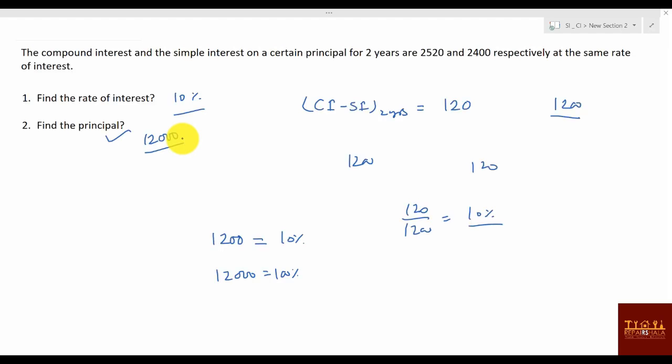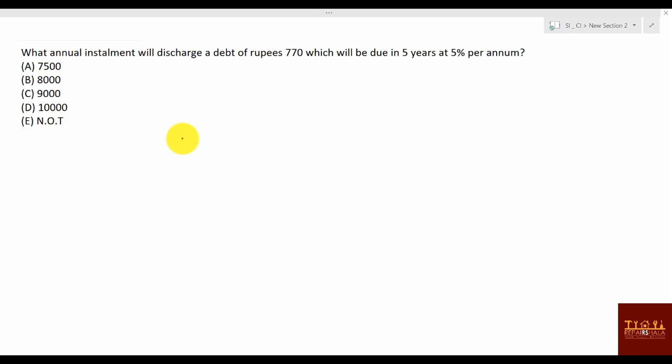Okay, so let's discuss one more concept, that is present value. Some questions will be given like a certain sum of amount is due at 5% per annum for 5 years, what is the present worth, all these questions are there. We'll be seeing those questions one by one.